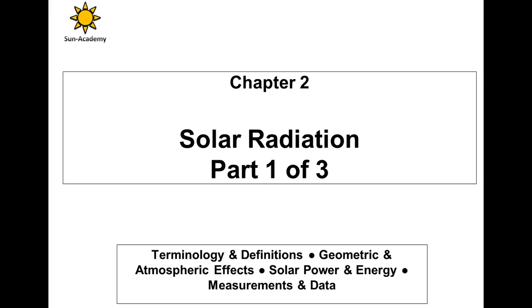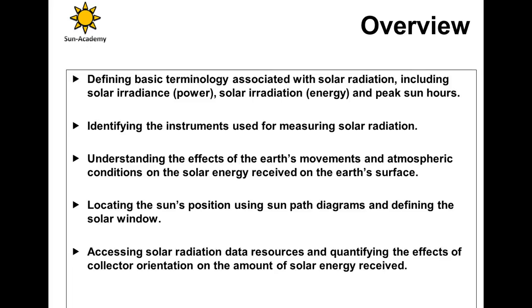The nature and characteristics of the solar radiation resource are of fundamental importance in understanding how a solar PV system is designed and performs. In this section, we will cover terminology associated with solar radiation, including solar irradiance and peak sun hours, and we will identify the instruments used for measuring solar radiation.